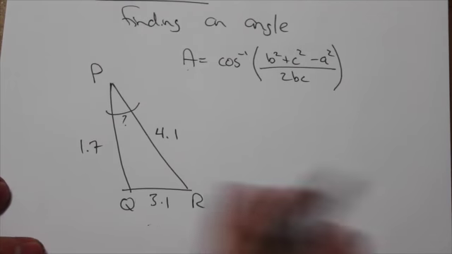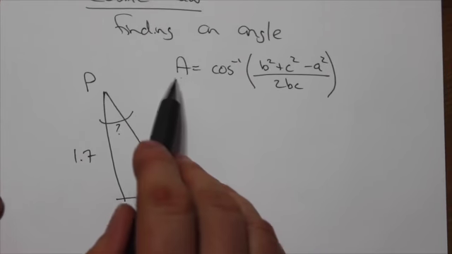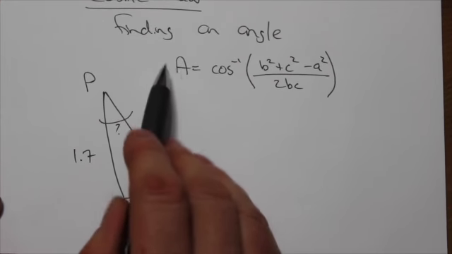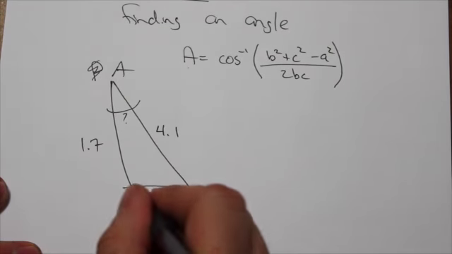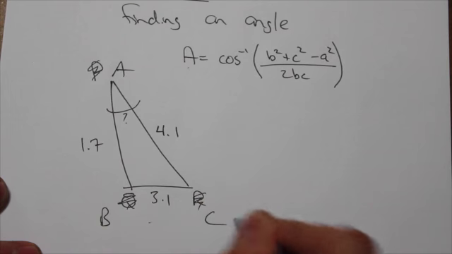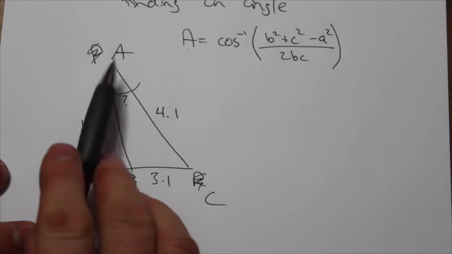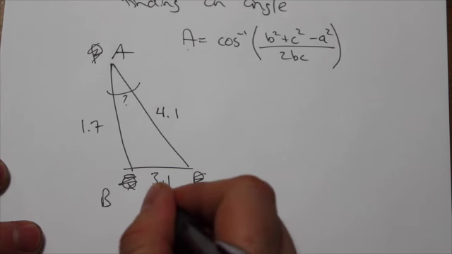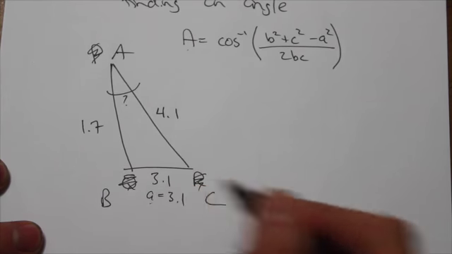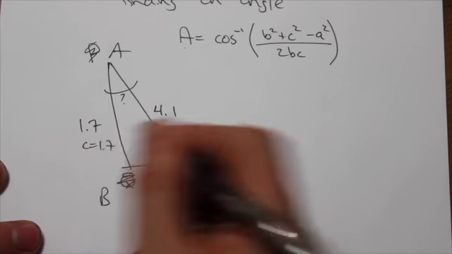If I'd like, I can change the labeling to fit my equation. In this equation right here, I've isolated angle A. So if I'm looking for P, let's just call this A, and then we can call Q and R B and C respectively. It doesn't matter, I could have reversed the order on that. What's important is that the angle I'm looking for is the one I've labeled A, which means little a is 3.1, little b is 4.1, and little c is 1.7.